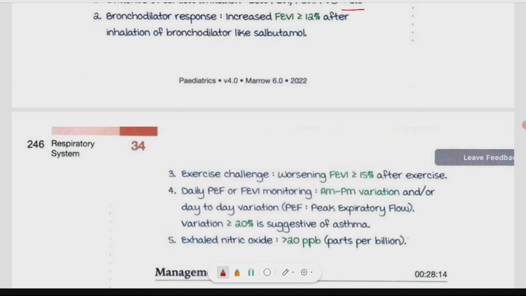And there is daily PEF or FEV1 monitoring, that is peak expiratory flow or forced expiratory volume in the first second monitoring, in which we can see the AM/PM variation or day-to-day variation. So variation that is more than 20% is suggestive of asthma. There is exhaled nitric oxide of more than 20 parts per billion.